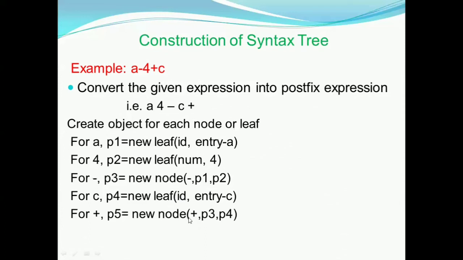So my node consists of two things. When you construct a parse tree for this, you are supposed to evaluate a minus 4, then c, a minus 4 plus c. For that, we'll construct a minus 4 first, which you can create using P3. Then we create a node for plus using two operands. One is the a minus 4 result, plus c. So that's what we are doing. We are going to construct a syntax tree using this.